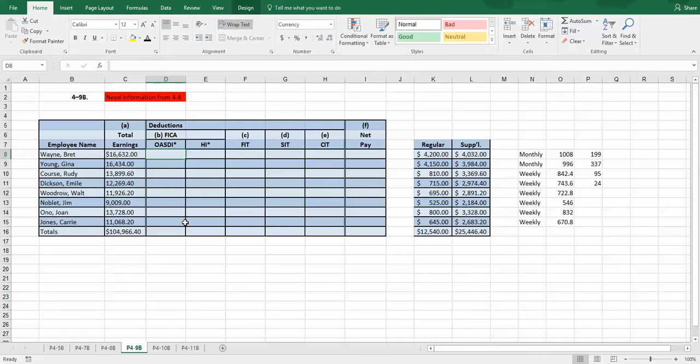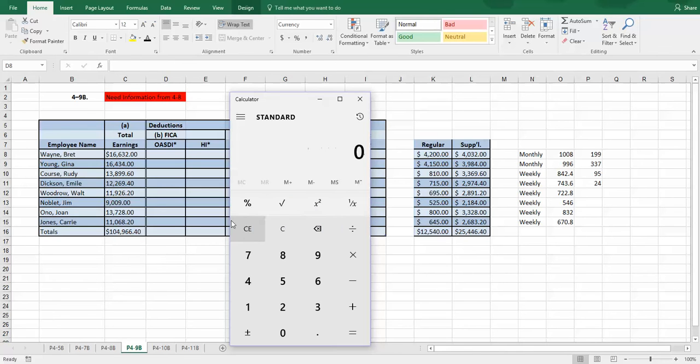So now we have to calculate our OASDI calculations, and this gets a little tricky. We're going to have to figure out the rounded tax for each pay, multiply it by the number of pays in the quarter, plus the tax withheld from 4/8. I know it's confusing. So let's get started on the monthly employees first. We know their income is $4,200. So we're going to multiply that times 2.